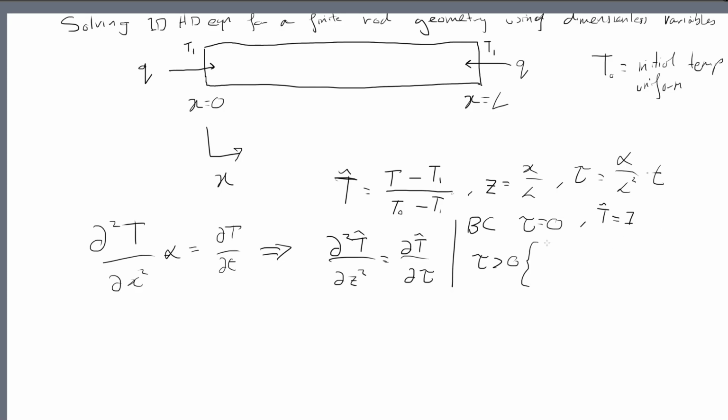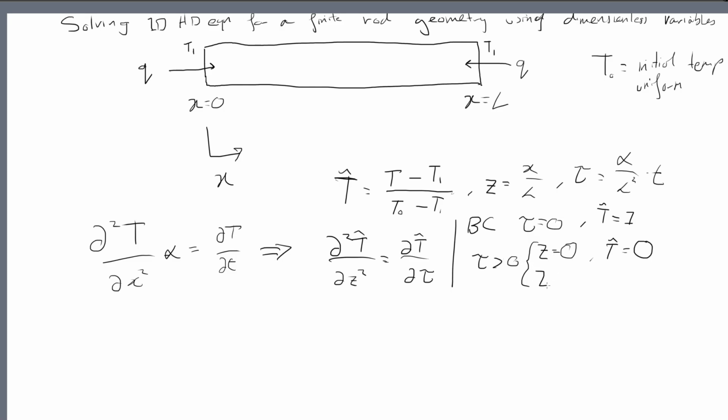we're going to have two spatial boundary conditions, and the first one is at z equals 0, which is one end of the rod, and we said that T hat is going to equal 0. So why is T hat going to equal 0 at z equals 0? Well, that's because when we instantly raise the temperature, we're instantly raising the temperature to T1. So we get T1 minus T1 on the numerator, which is 0. And 0 divided by T0 minus T1 is also 0. So at z equals 0, T hat equals 0 for any tau greater than 0.